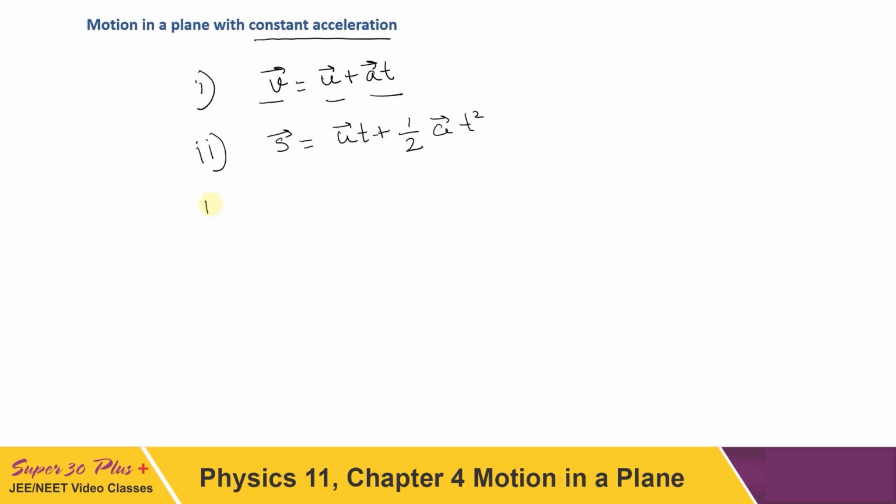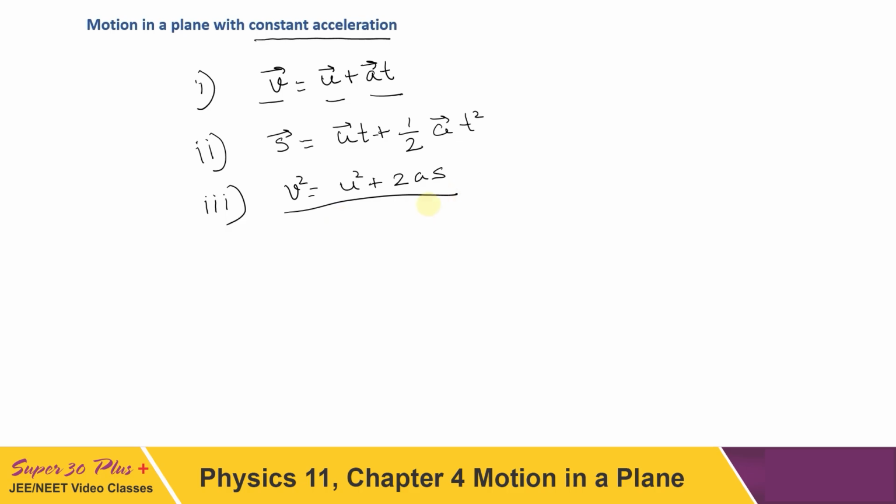The third one is very interesting, which is v square is equal to u square plus 2as. In the last chapter also I had discussed that here we cannot put the vector sign. There is no square of vector thing. So it has to be written in projection form.